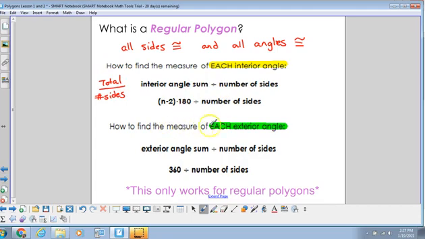How do we find the measure of each exterior angle? Once again, it's our total degrees divided by the number of sides. This one's easier, though, because our total angle sum is always going to be 360 for exterior. So 360 divided by the number of sides. Now, this will only work for regular polygons, where all of the angles are equal. If we have angles of different sizes, then they're not all going to be the same, so we couldn't do this with them.